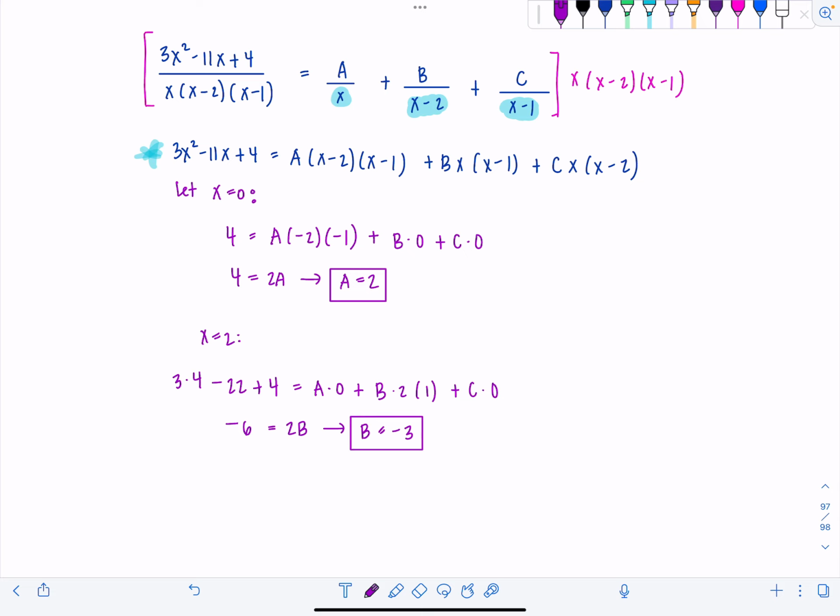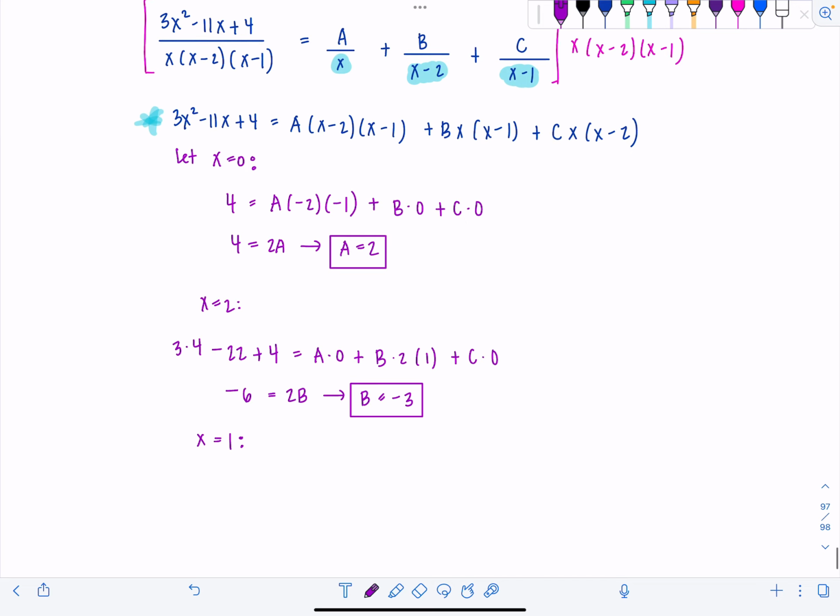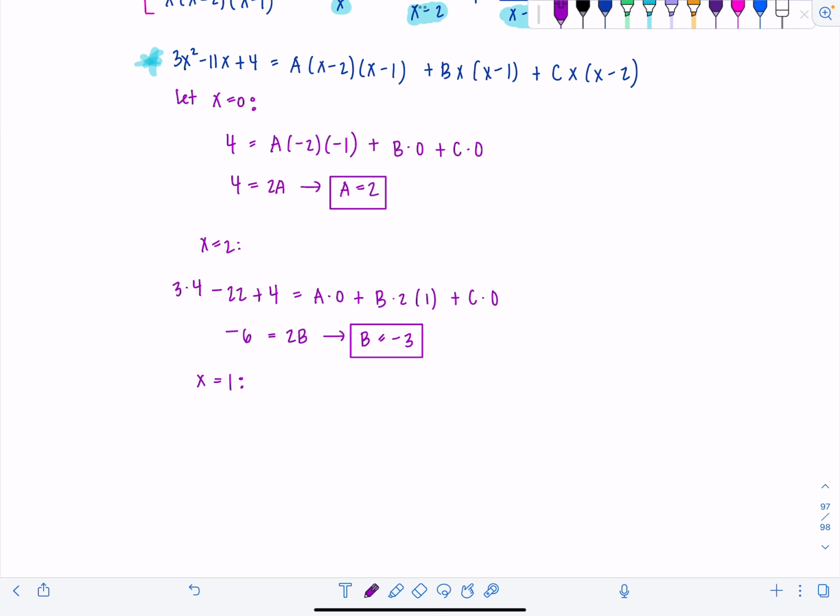Good, only one more, and then believe me, integrating is going to be super easy. If we let x equal 1, on the left-hand side, we're going to have 3 minus 11 plus 4 equals A times 0 plus B times 0 plus C times 1 times negative 1. So we've got what on the left-hand side? Let's see, negative 8 plus 4, that's negative 4. Equals negative C, so C is 4.